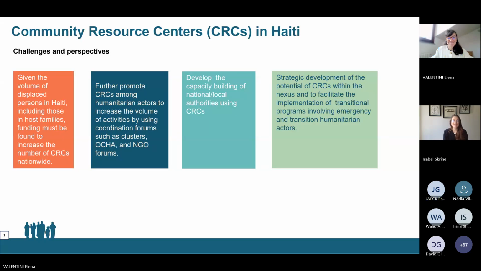Thanks so much, FG. The first question, just from myself and Eleanor, is based around the national and local authorities, which you've mentioned briefly here at the end. We were just wondering, in such a difficult context as Haiti, how you work and coordinate with the local authorities through the CRCs at the moment, or whether they were set up in coordination with the local authorities.